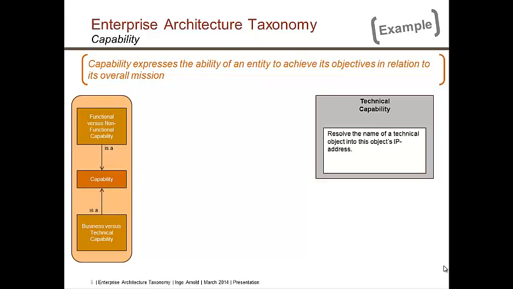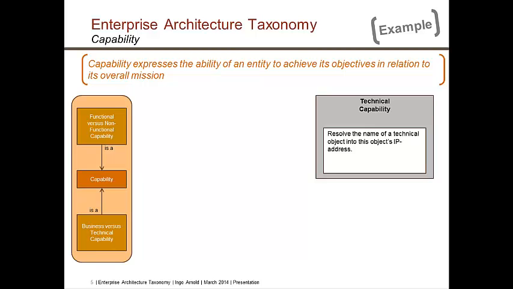Let's look at two examples. I start off with the technical capability side of the house. Resolve the name of a technical object, for example a printer, into this object's IP address. I consider this one to be a technical capability because it enables the implementation of other capabilities rather than being a capability endpoint to the business itself. This would then obviously qualify as a business capability.